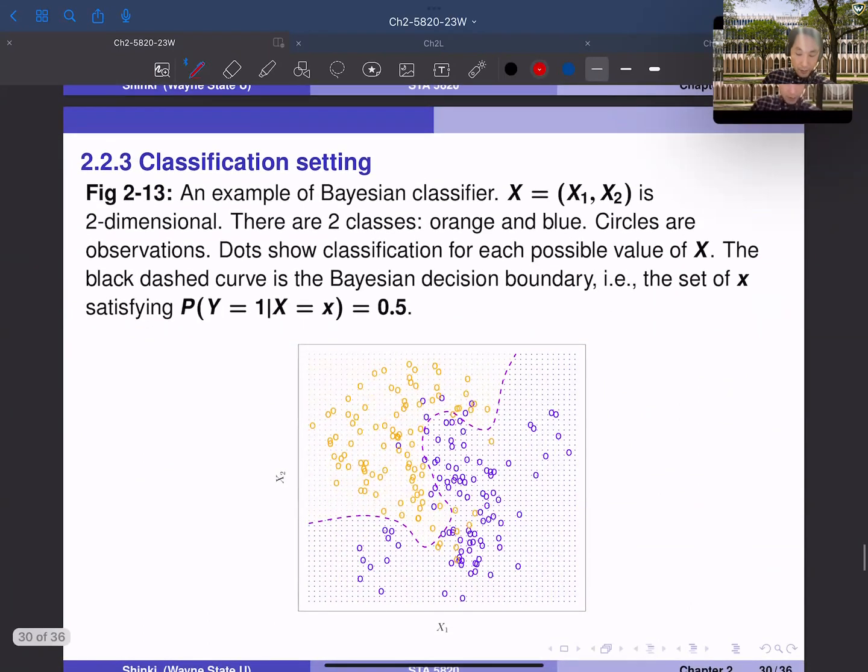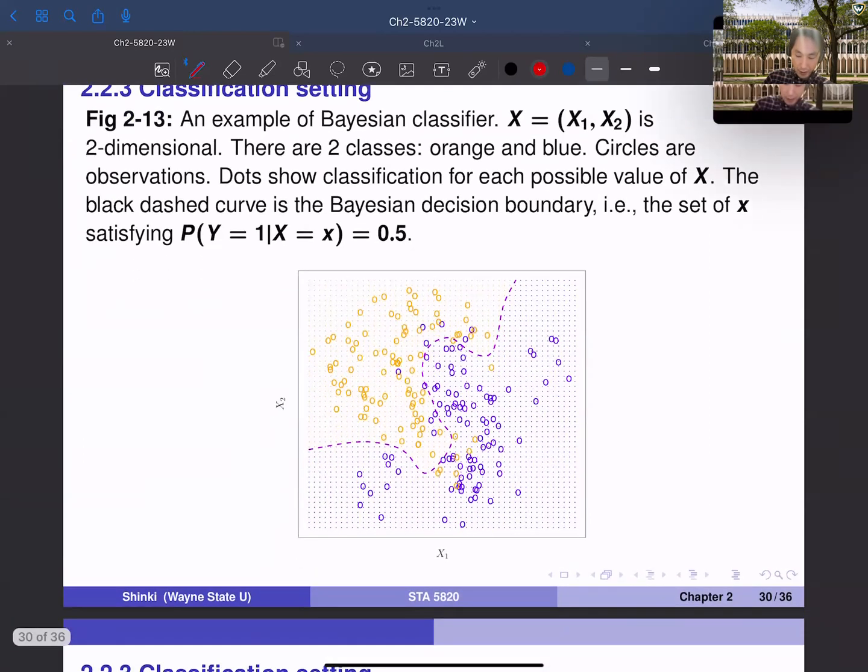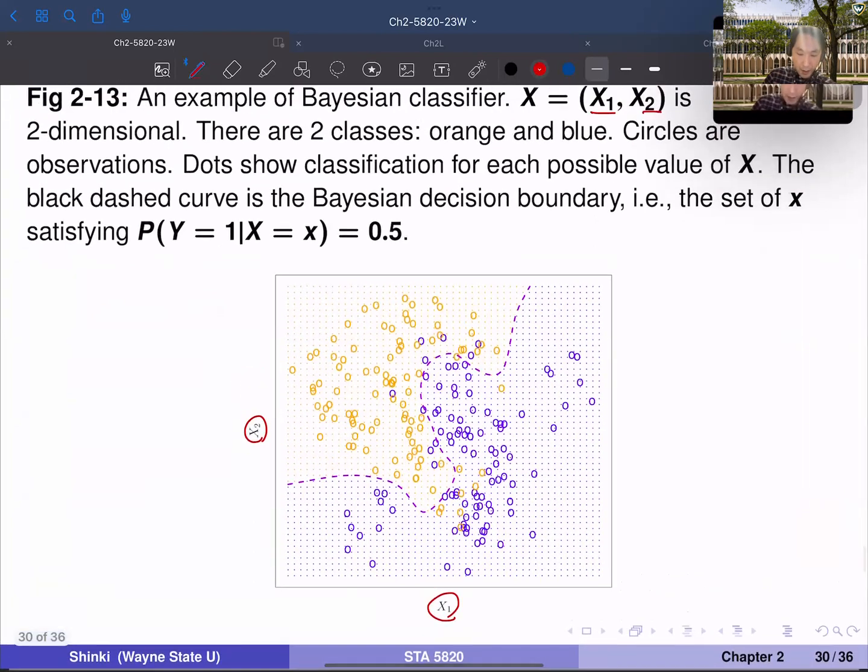Yeah, so this is just one example of the Bayes classifier for X1 and X2. We have the X1 axis here and the X2 axis here. We have two classes, orange and blue, and the circles are observations. So these are observations, these are observations.